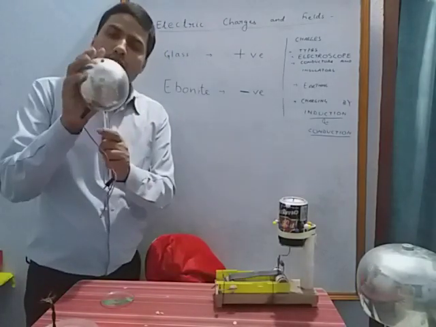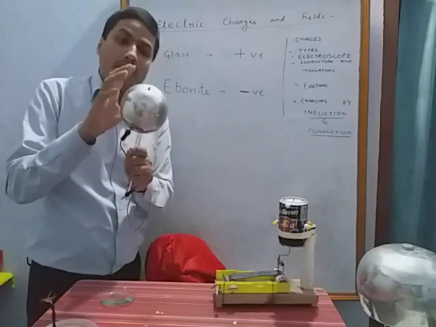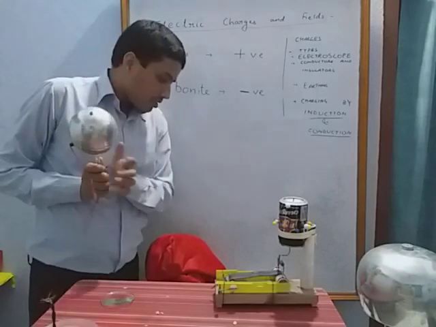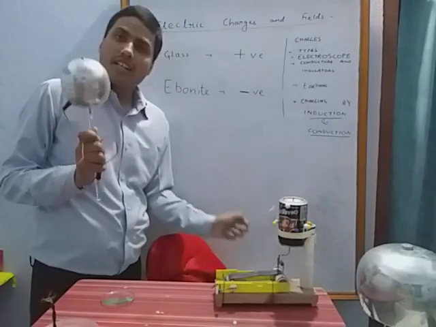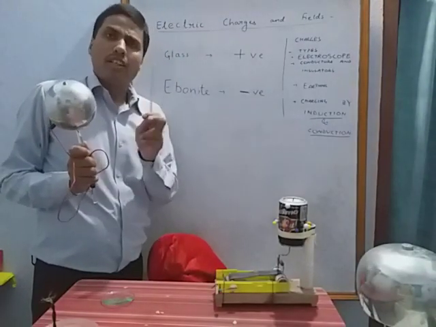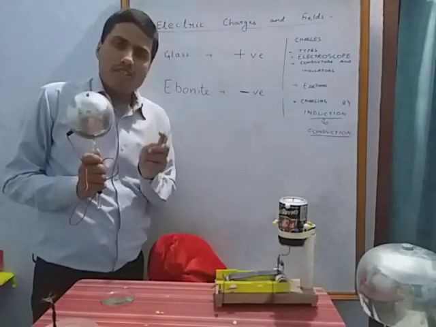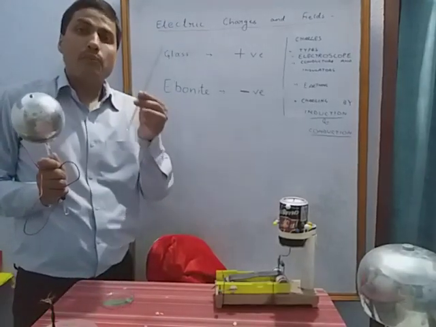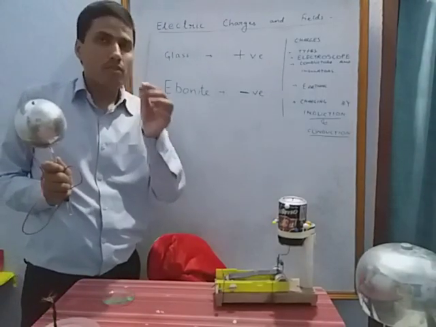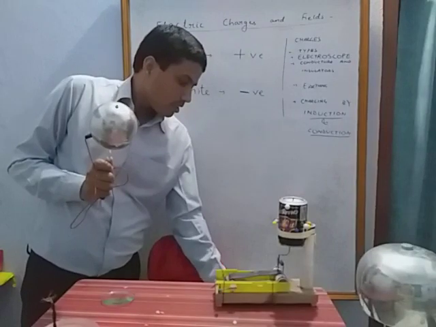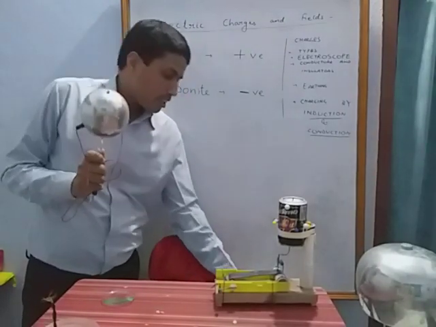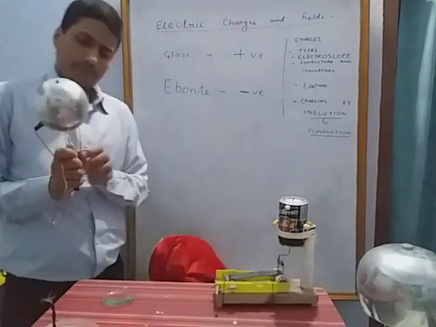When I bring a neutral metal, metals and insulators. Metal is a conductor, this is an insulator, glass. They differ in one important property. What is that? They do not have free electrons. Who? Insulators. But metals, they have a number of free electrons.